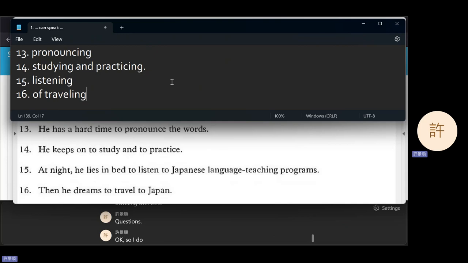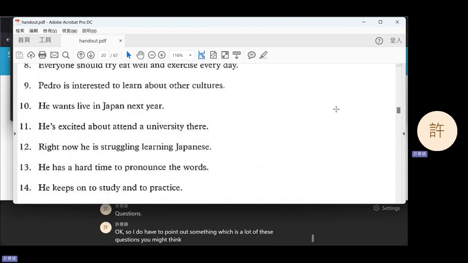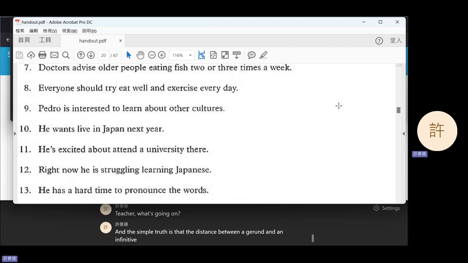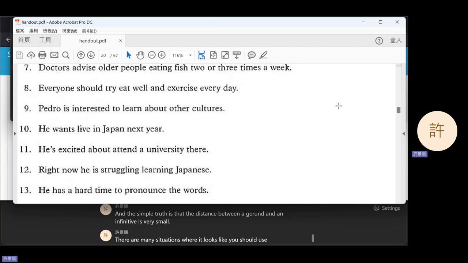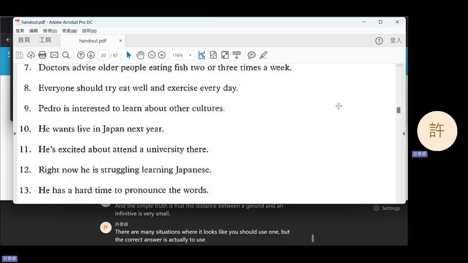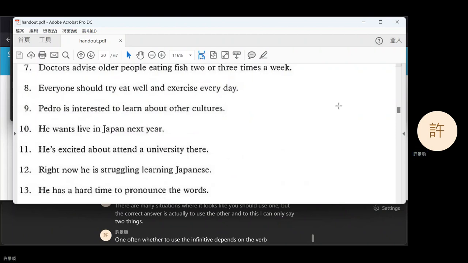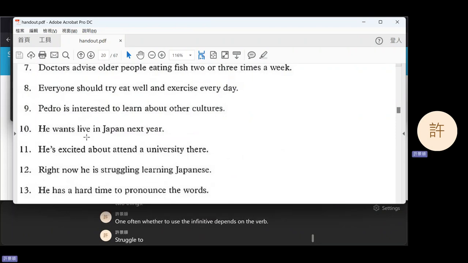Okay, so I do have to point out something, which is a lot of these questions, you might think, wait, the answer doesn't seem to fit your explanation, teacher, what's going on? And the simple truth is that the distance between a gerund and an infinitive is very small. There are many situations where it looks like you should use one, but the correct answer is actually to use the other. And to this, I can only say two things. One, often, whether to use the infinitive depends on the verb. Struggle to, wants to. It goes with the verb.